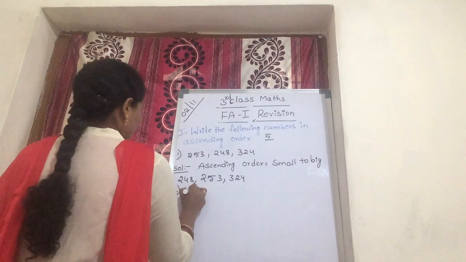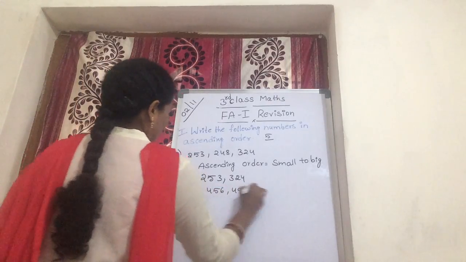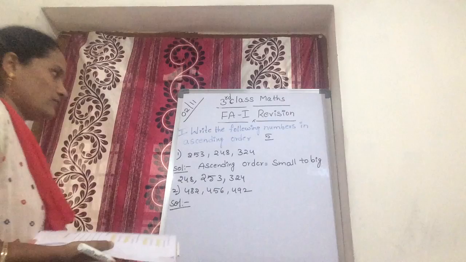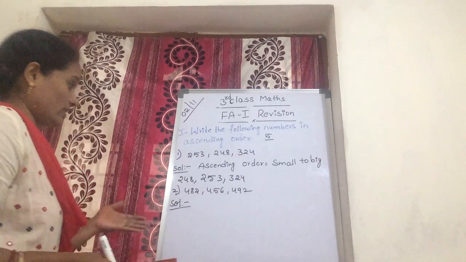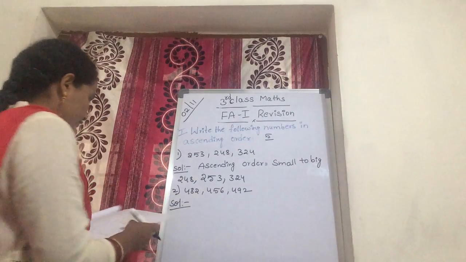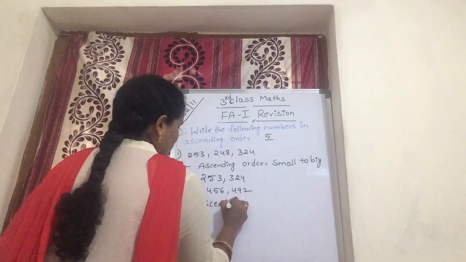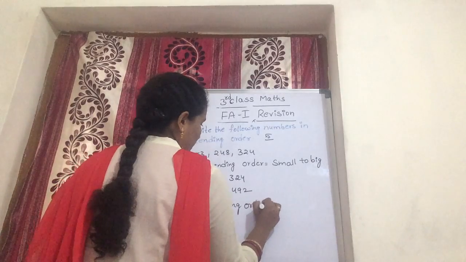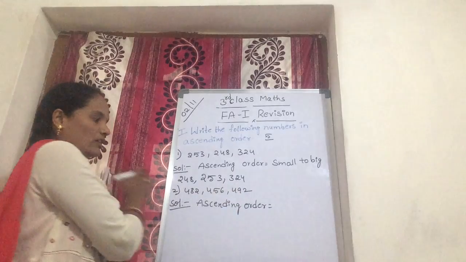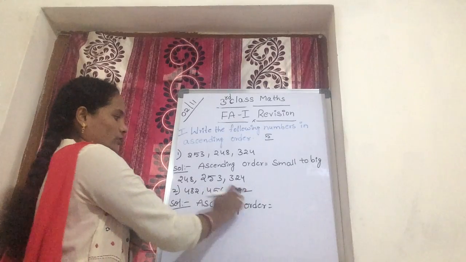Now next one. Keep this in your mind. Ascending order is small to big. First we have to find out how many digits the given numbers have. Okay. Ascending order. Now which one is the small? 4, 4, 4. So all are 4. So we are checking the next place, tens. 8, 5, 9. You need the small.